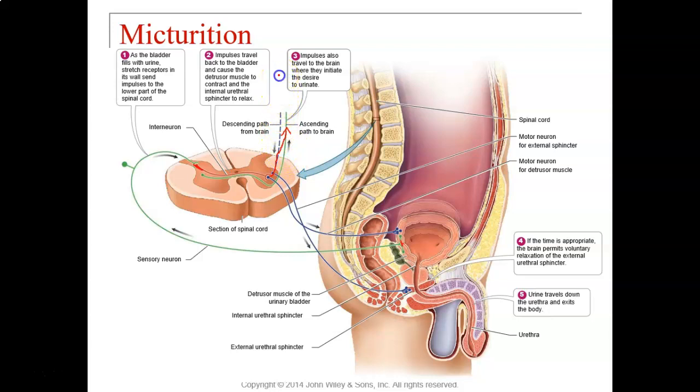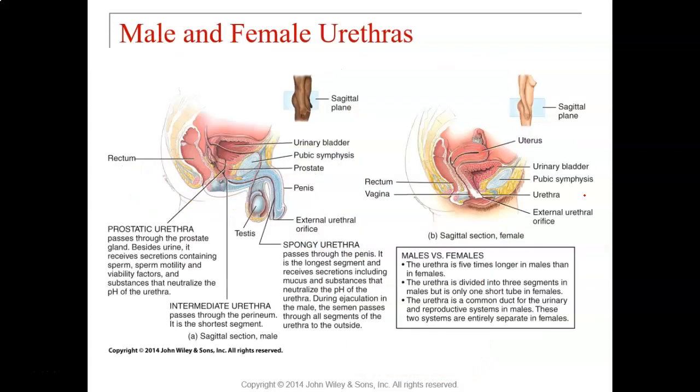Right? The message from the brain comes back down, goes to the ventral root, out to the external urethral sphincter to contract. Therefore, we don't initiate urination prior to when we're actually supposed to. That makes sense? Okay.